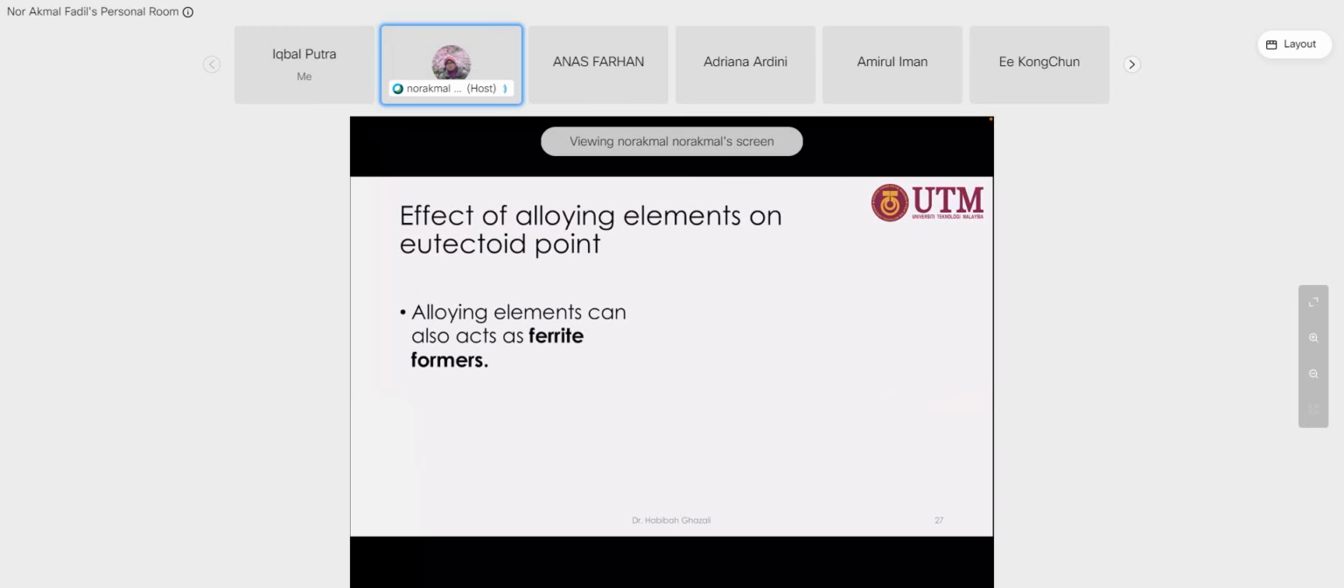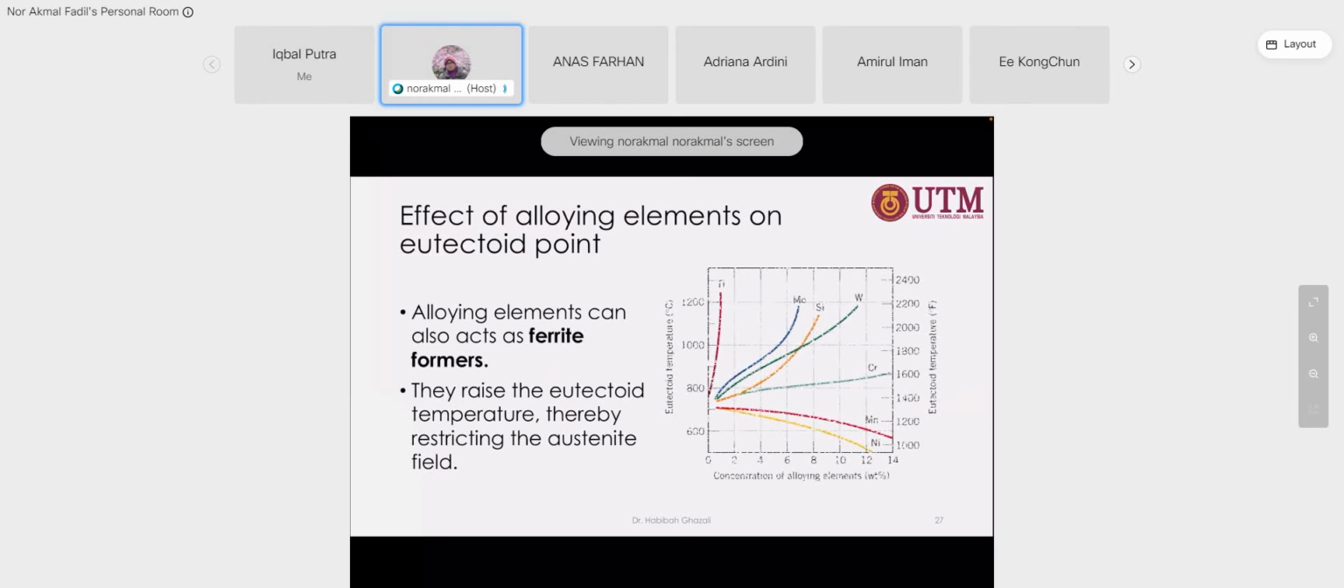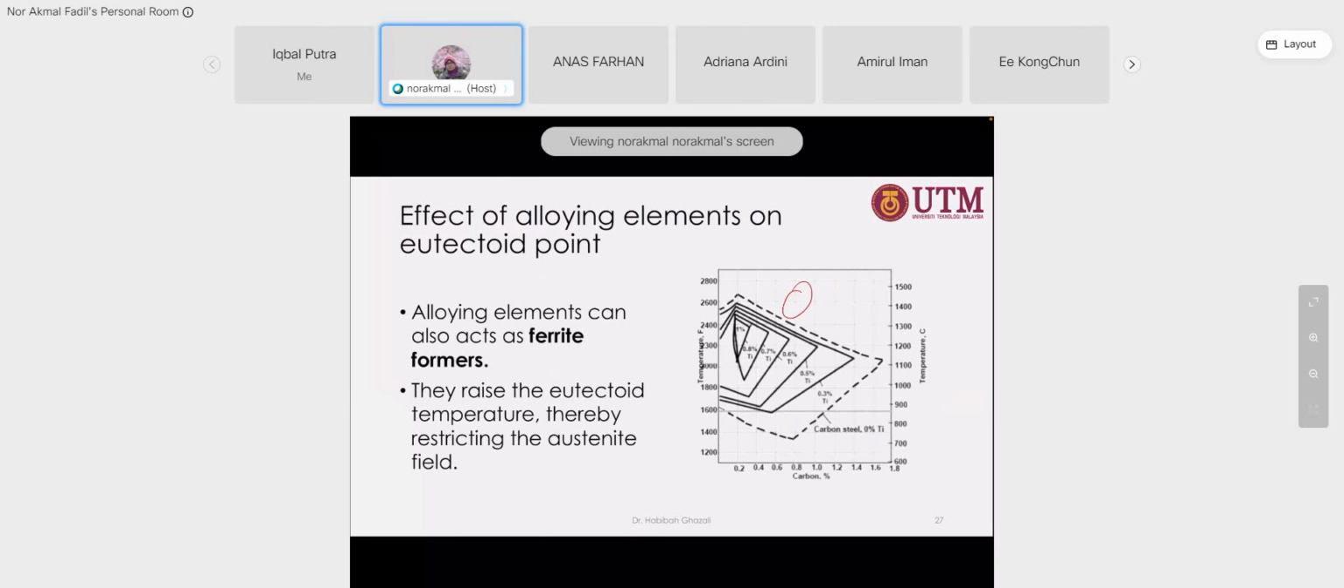Alloy elements can also act as ferrite formers. They raise the eutectic temperature, thereby restricting the austenite field. For example, by adding molybdenum, it can increase, as I have just explained. So you can have a higher eutectic temperature, and with a higher eutectic temperature you can have a stabilized ferrite. So there is less chance that ferrite will transform into austenite.